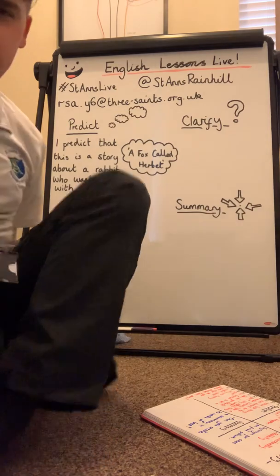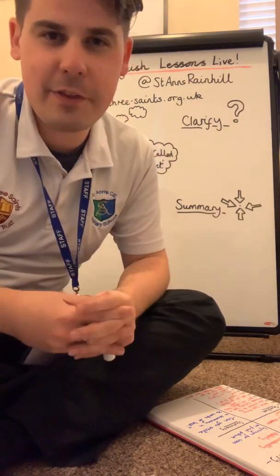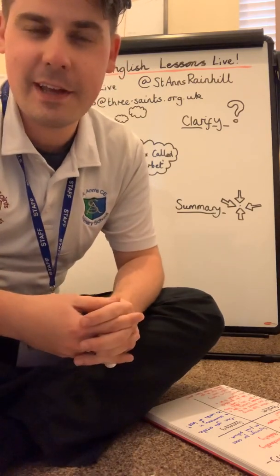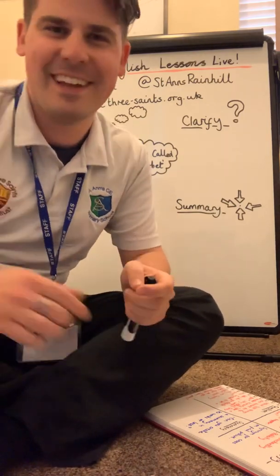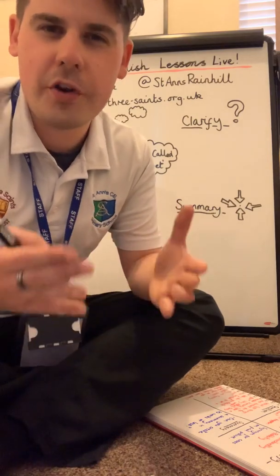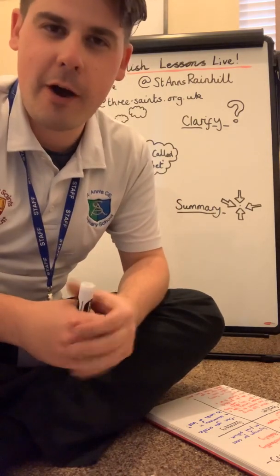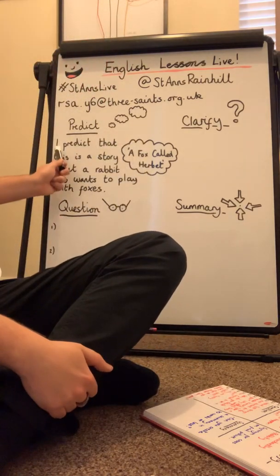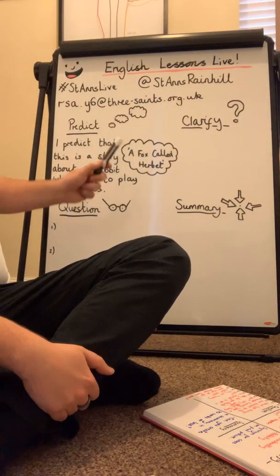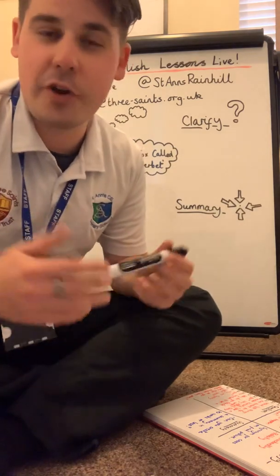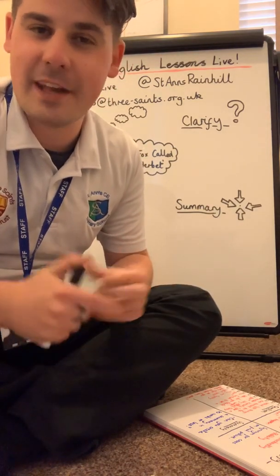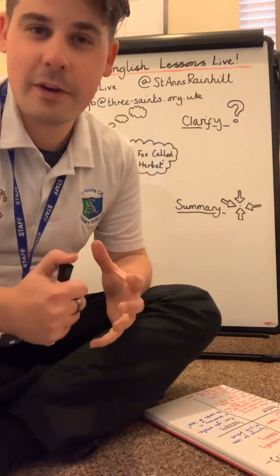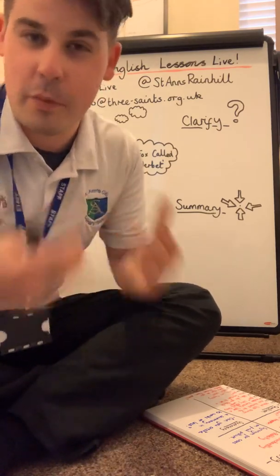Have a think now, and maybe you can pause the video and have a little think about it. And if you've got a piece of paper, maybe you can write down what your prediction is. Have a go at what you think this story, A Fox Called Herbert, is going to be about. And remember to start it off with, I predict that. Now, don't worry if it's wrong later on. That doesn't matter, okay?